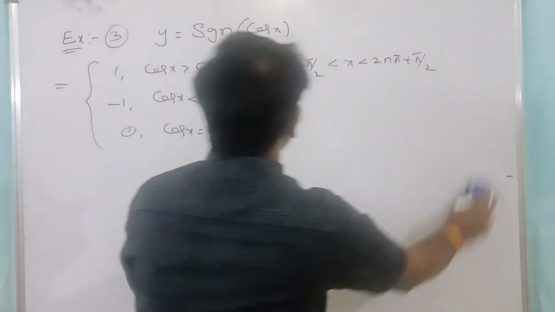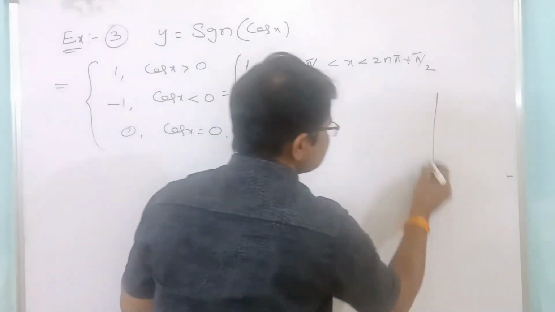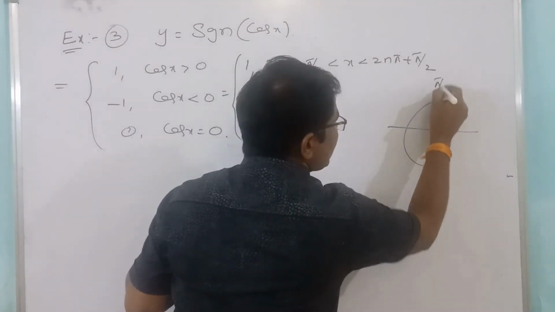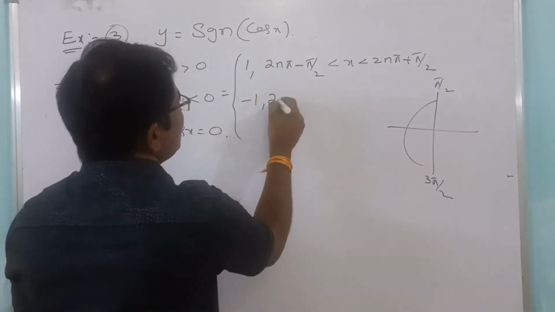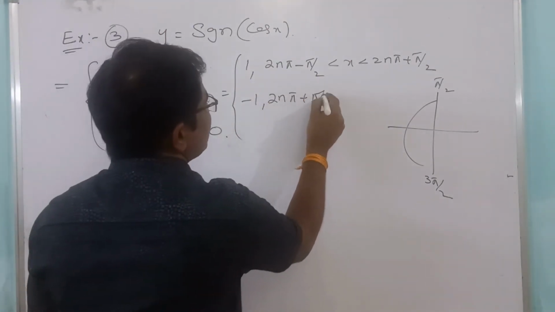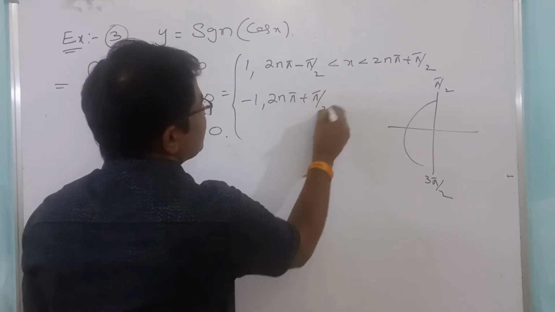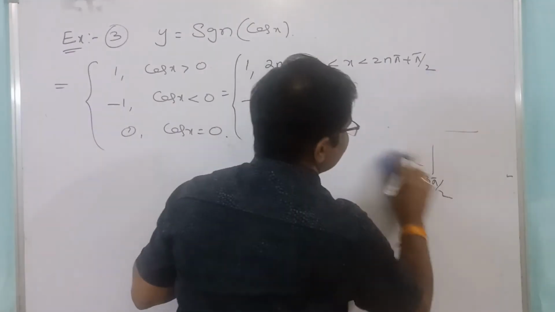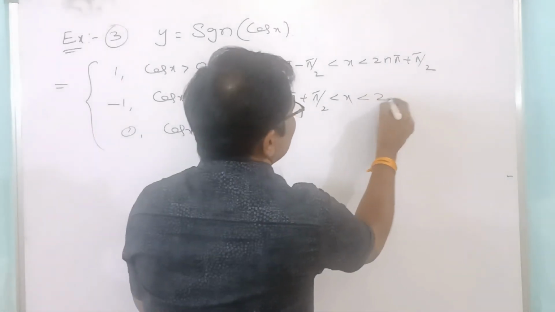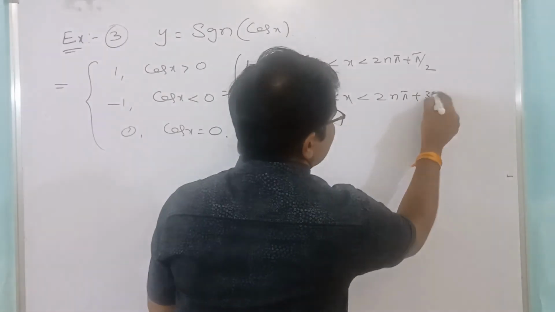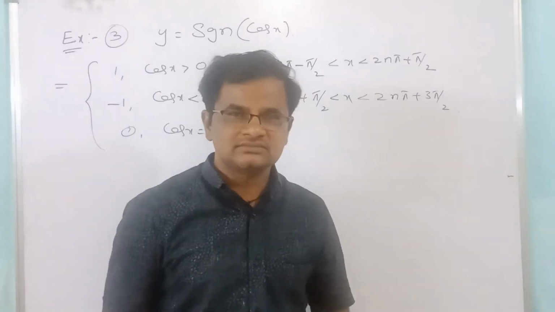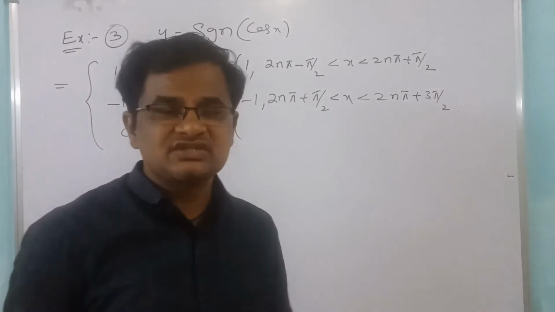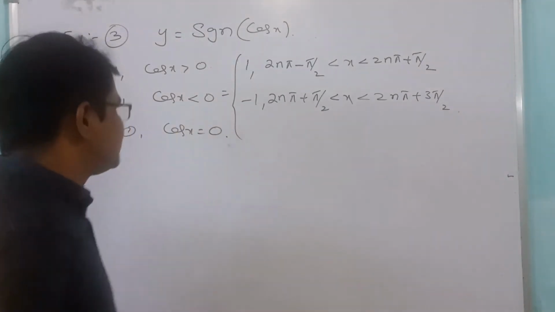Next, cos x less than 0. Cos x is less than 0 where to where? Pi by 2 to 3 pi by 2. So here also it is minus 1 when 2n pi plus pi by 2 less than x less than 2n pi plus 3 pi by 2. Here also substitute all the integers in place of n. You will get all the intervals where cos x is negative.